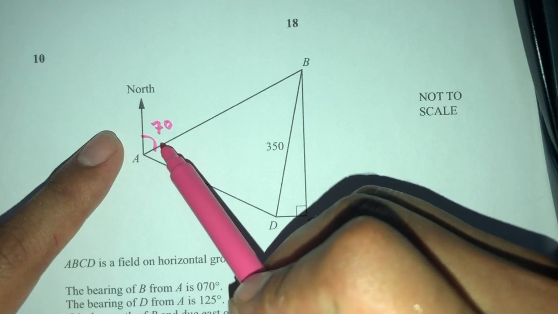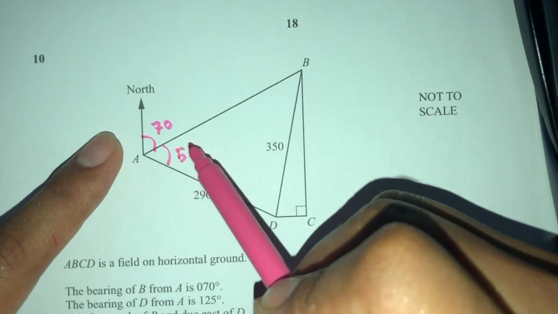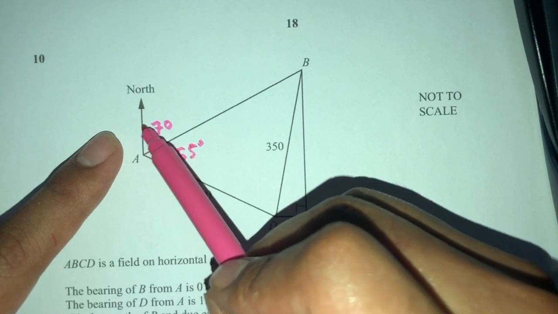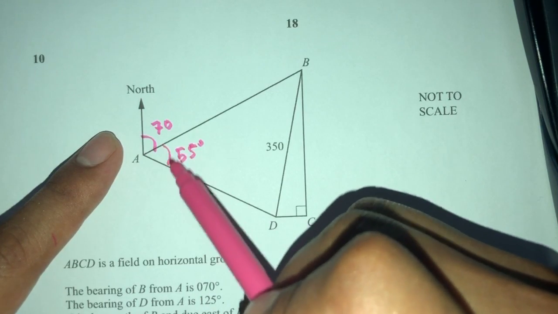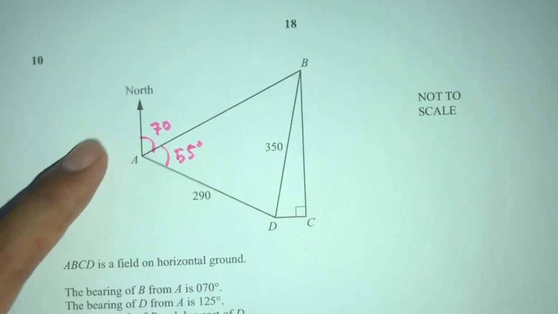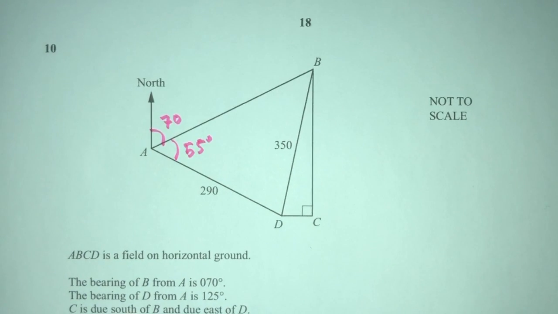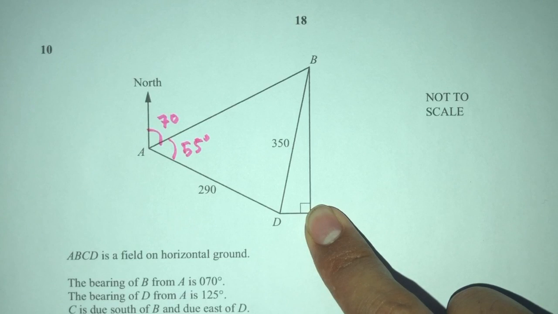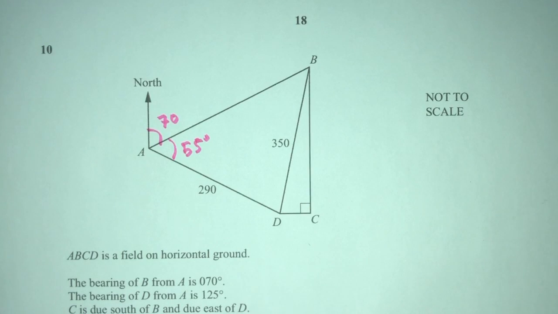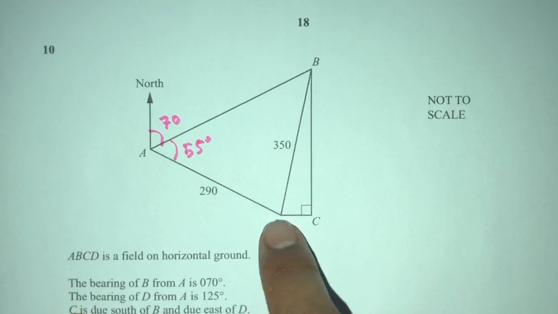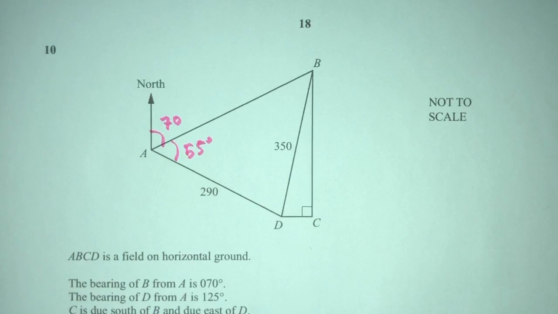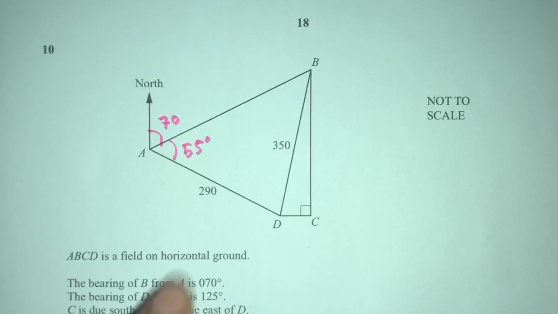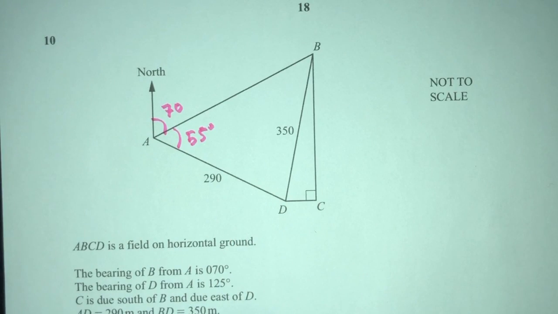this has to be 55. I hope that makes sense. So if this is 125, this will have to be 55. Now, C is due south of B, right here, and due east of D. So you can see it forms a right angle triangle, as shown by the diagram as well. Now we have a few lengths here, so this and this. Question number 1 is to find the bearing of D from B.